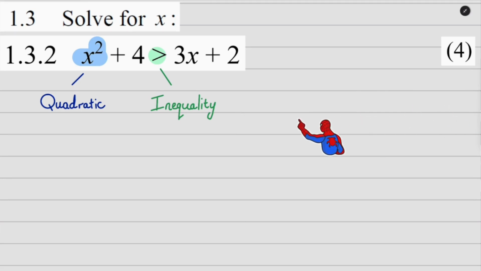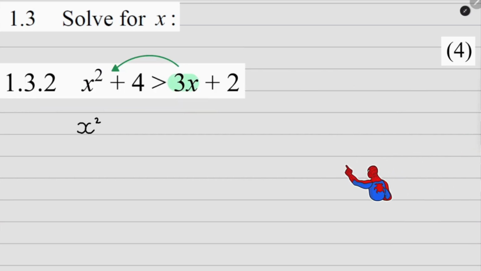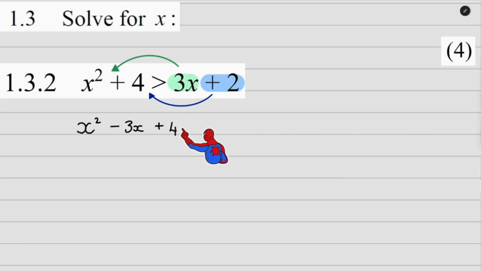The first step with quadratic inequalities is getting everything to one side and making it equal 0. So I'm going to take this 3x over, and additionally this 2 over. I also want the correct order, so x squared first, then the 3x next to it, which becomes minus 3x when I take it over. Then I'll put the plus 4 next to that. Then we take this 2 over, and it becomes negative 2. The inequality must still point the same way. Then I've got nothing left here, so it's 0.